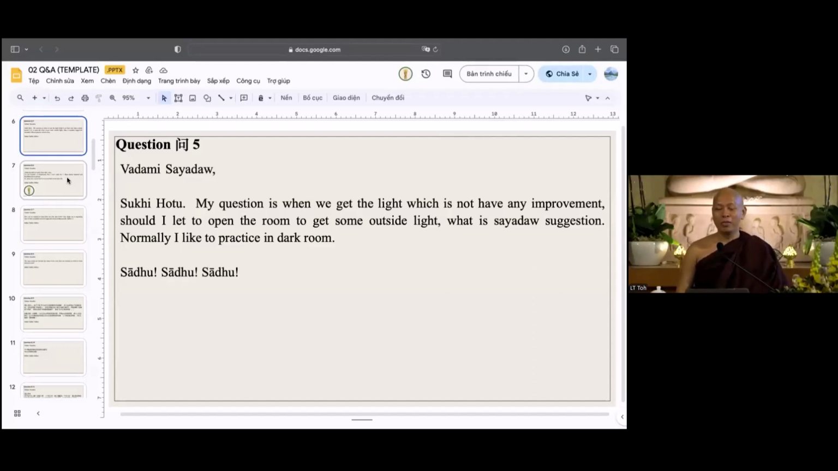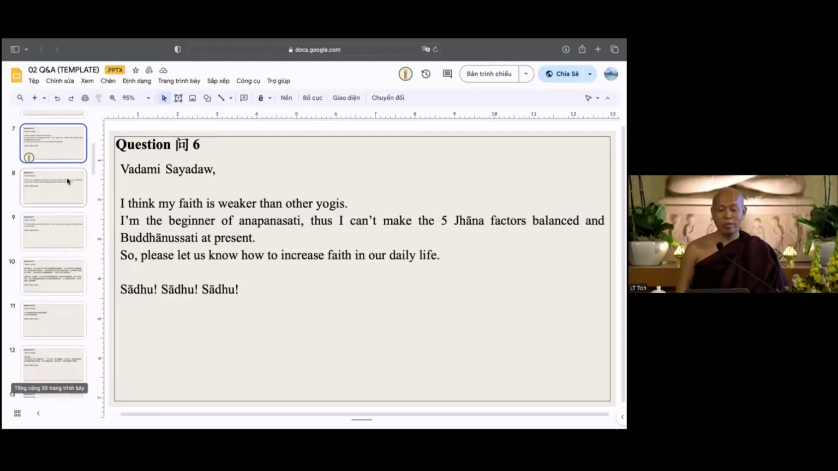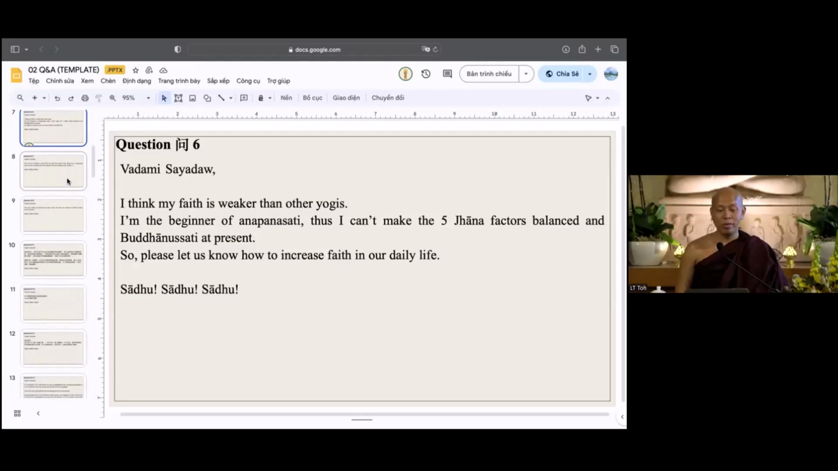Okay. Another question. I think my faith is weaker than other yogis. I'm a beginner of Anapanasati, thus I can't make the 5 jhana factors balance and do Buddhanussati at present. So please let me know how to increase faith in our daily life. Sadhu, sadhu, sadhu. I think she means 5 controlling faculties, not jhana factors, right? She cannot balance the 5 controlling faculties. Okay. So faith in daily life means, actually, you must believe in your ability.